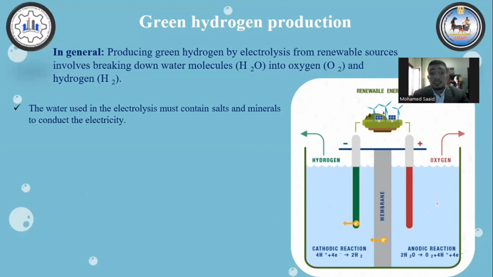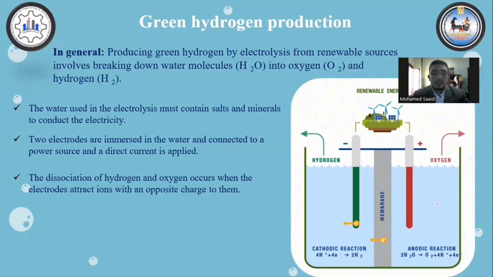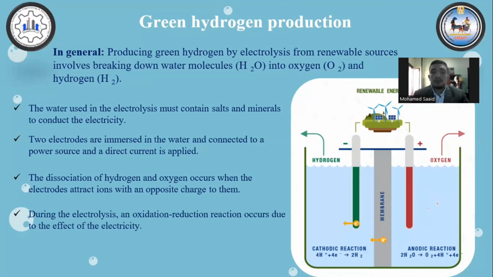The water used in this cell must contain salts and minerals to conduct electricity. Two electrodes are immersed in water and connected to a DC power supply. The dissociation of hydrogen and oxygen occurs when the electrodes attract ions with an opposite charge to them. During the electrolysis, an oxidation reaction occurs due to the effect of electricity.